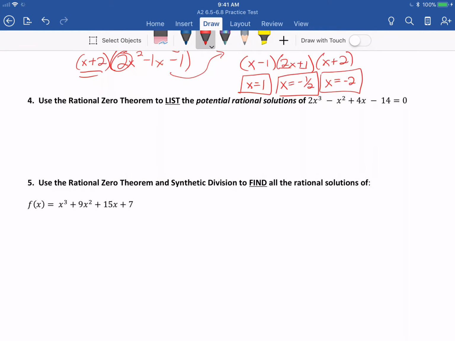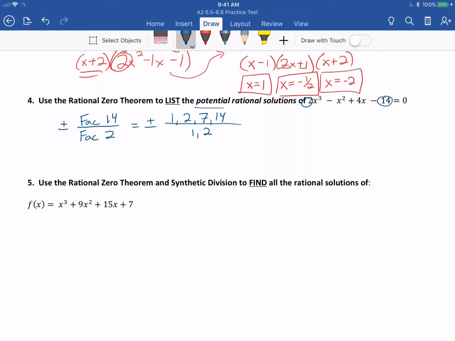All right, number 4, we're going on, and this one just asks me to find my potential rational solutions. So remember here I have plus or minus my factors of my constant, and my constant here is 14, over the factors of my leading coefficient, which in this case is 2. So the factors of 14 are 1, 2, 7, 14, and then my factors of 2 are just 1 and 2.